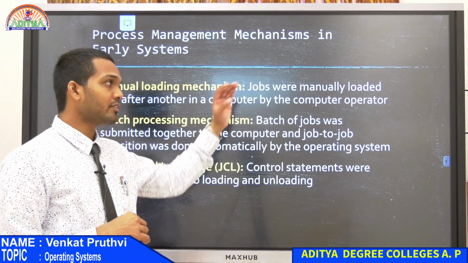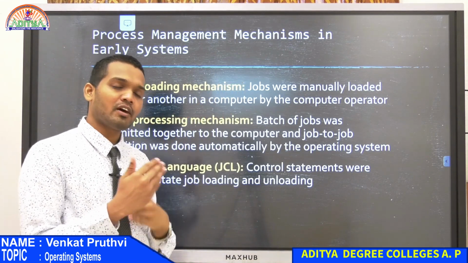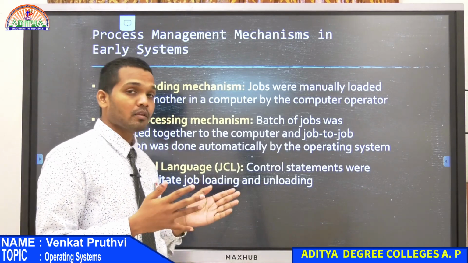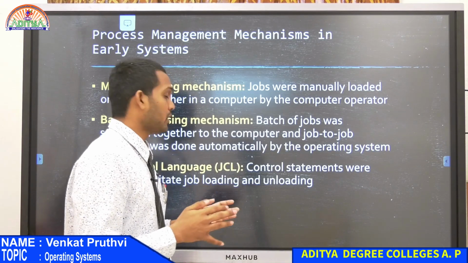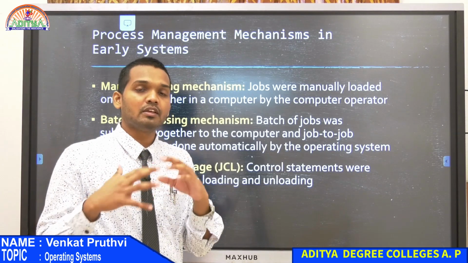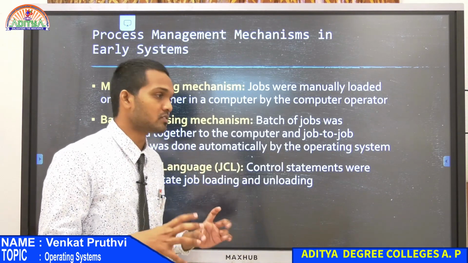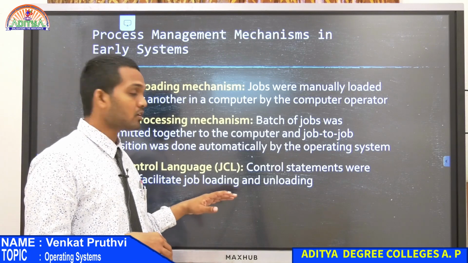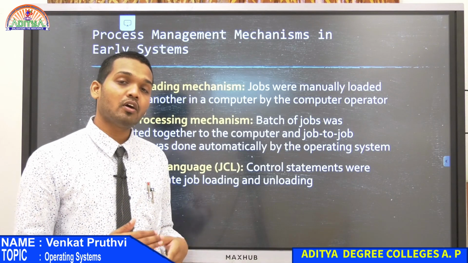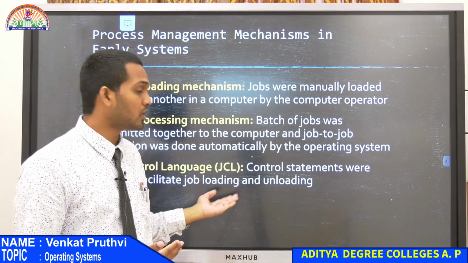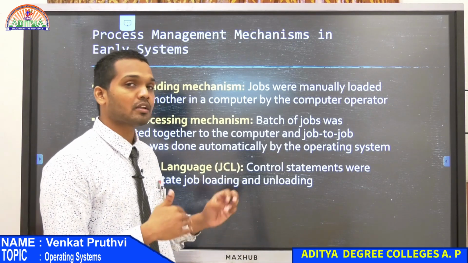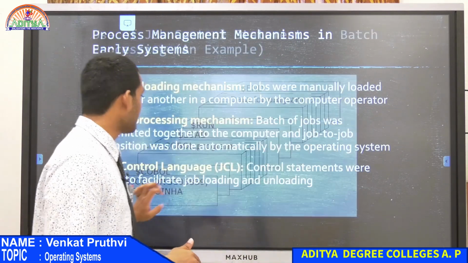Now, initially what we did, first thing, we used to give one task after the other, one task after the other. Then we did the batch mechanism. In the batch processing mechanism, we took different tasks, different batches, and we gave input as different sets of batches. Now the third thing, job control language, had control statements which were taking care of all the input and output operations or whatever tasks needed to be assigned by the computer itself. We didn't require any other manual operation over here.